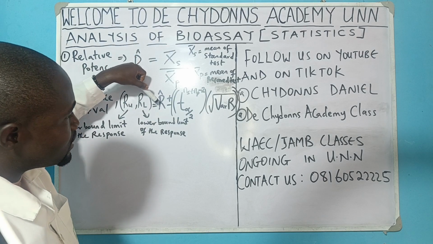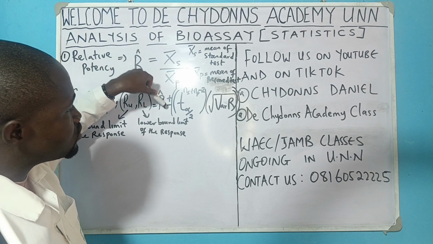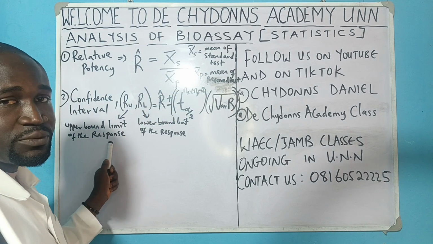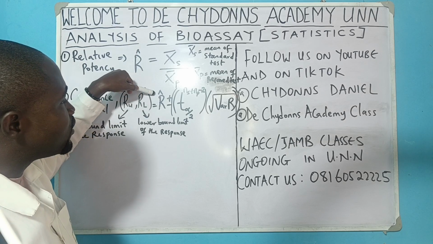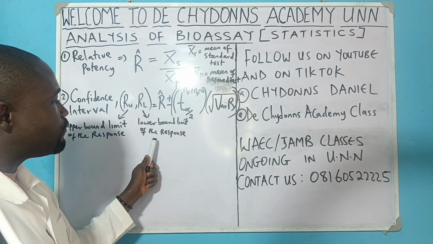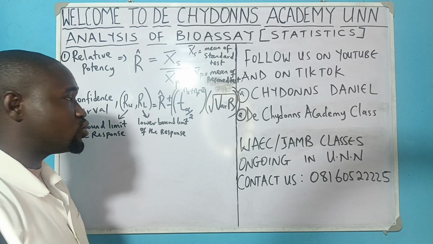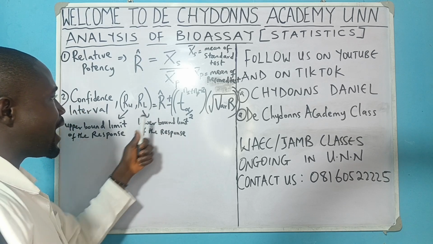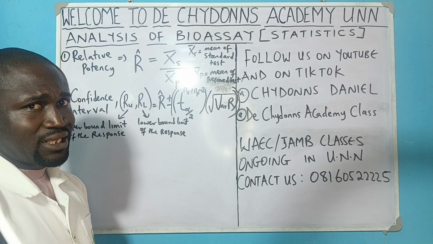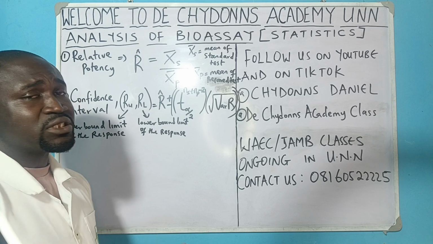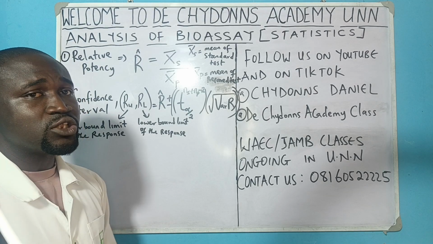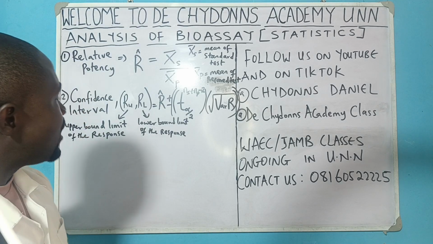So this relative potency plus this whole value will be giving you the upper bound limit of the response, whereas this relative potency minus the whole of this value will be giving you lower bound limit of the response. Are you getting it? So you use the plus sign to get the upper and use the minus to get the lower. Do you get what I'm saying? I'm just discussing possible questions they can ask you in this topic, analysis of bioassay.